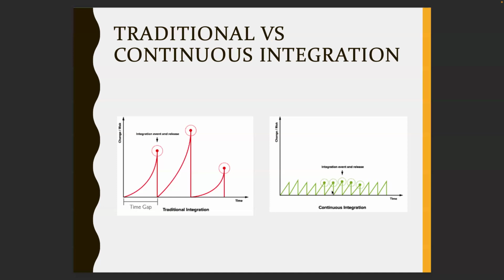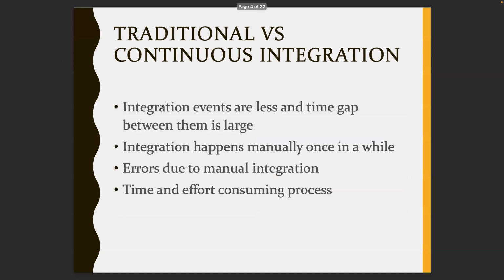And also, because it's integrating the same day, we can fix issues very quickly. The whole process is automated. So these are all the advantages of continuous integration: quality, productivity, and reduced manual errors and manual effort. These are the advantages of continuous integration over traditional integration. Were you all clear with both the approaches?